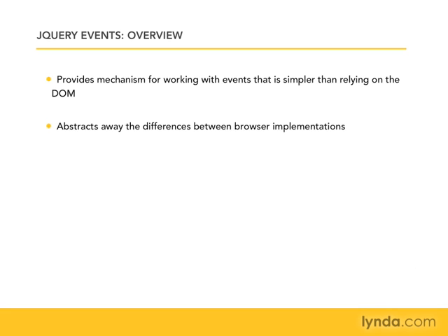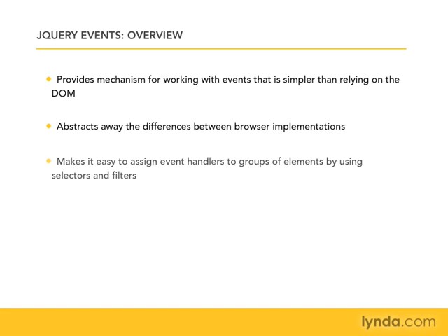Specifically, IE has its own way of attaching events to and disconnecting them from elements, which is separate from the DOM level 2 specification, which is what a lot of the other browsers follow. And because jQuery works with sets of elements by default, it's very easy to write code that assigns event handlers to groups of objects just by using the results of the selectors and filters that we've already seen.